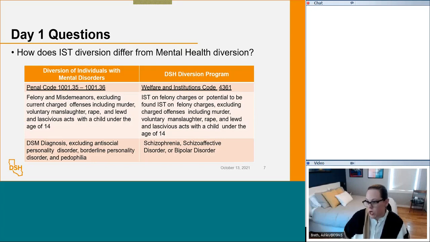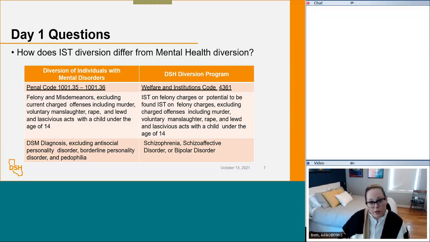Another question we got that's really important is, how does IST or the DSH diversion program differ from broader mental health diversion? So broader mental health diversion is defined in the penal code. It's penal codes 1001.35 and 1001.36. And that's what allows for mental health diversion across the state. And in 1001.36, courts can order somebody with a DSM diagnosis, excluding antisocial personality disorder, borderline personality disorder, and pedophilia. Those are 3 excluded diagnoses.